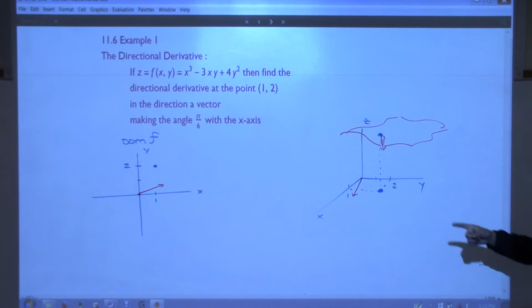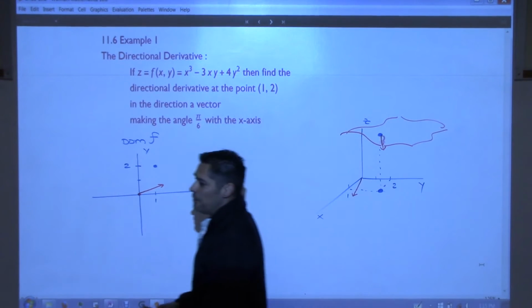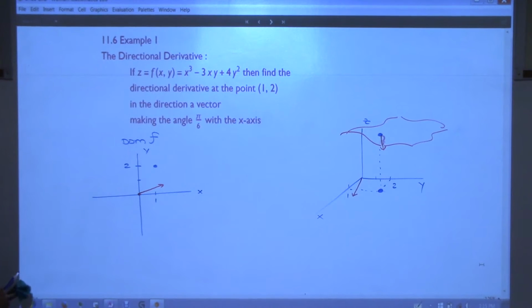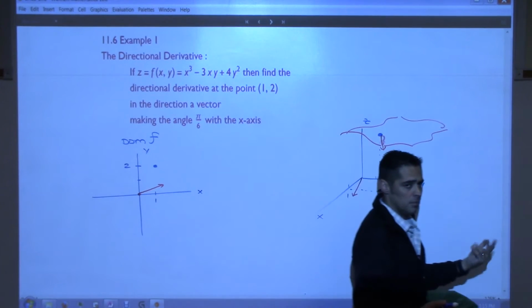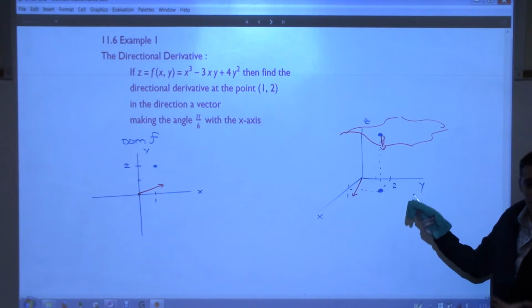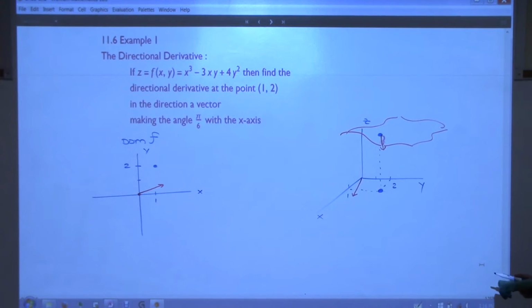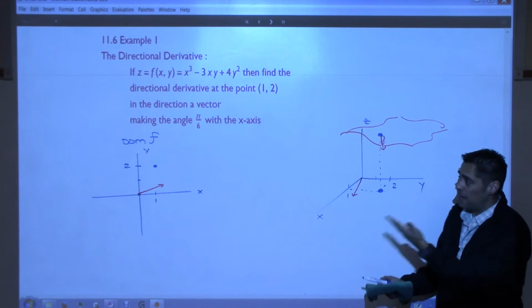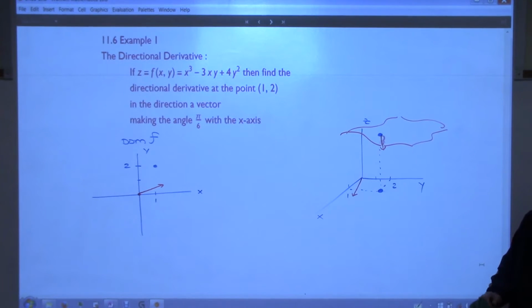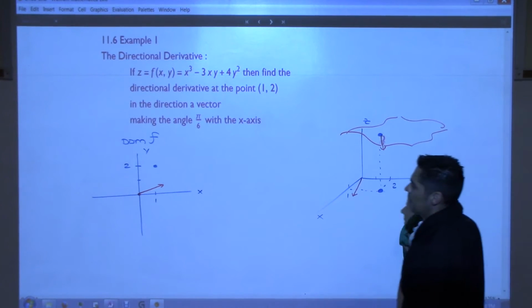So we're going to need to use that formula. Do you think that you'll be able to find the partial of f with respect to x? We'll need that, right? Because it's in the formula. We can do that, partial. We can do the partial of f with respect to y, no problem. All we need to figure out is what's u. What is u? And u has to be a unit vector that points in the same direction as that vector right there, the red one. So how are we going to get u?